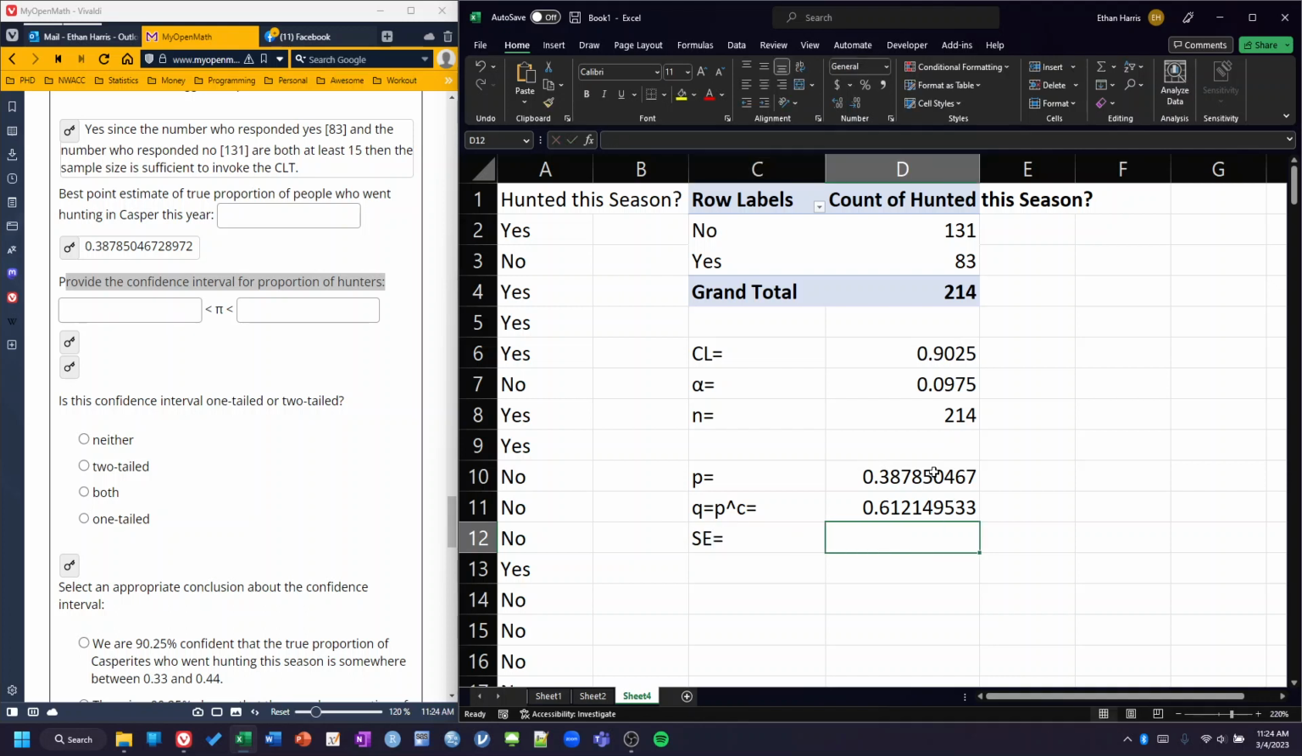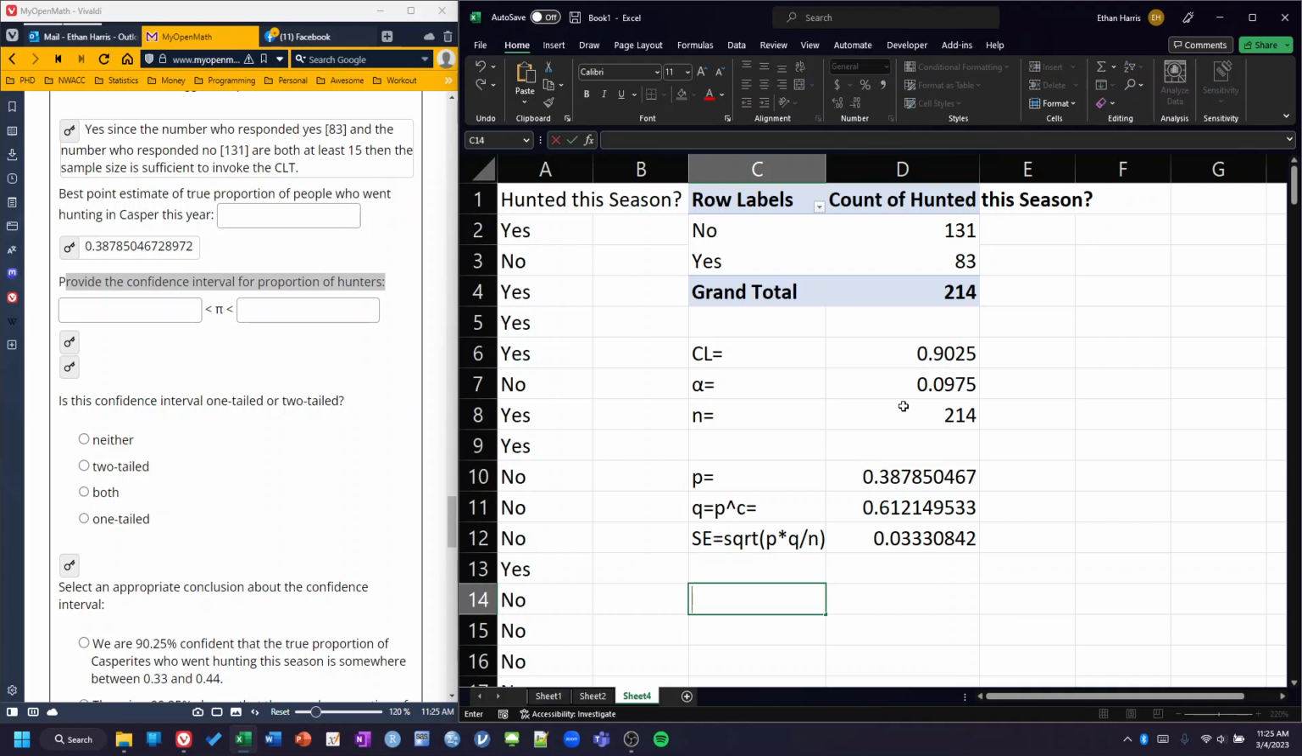So our standard error is going to be equal to, and let me write out the equation real quick, the square root of p times q divided by n. So we already have p, we've already got q, we've already got n. We just have to put them all together now. So if we do that, that's going to be equal to the square root of p times q divided by n, and that gives us our standard error of 0.03.